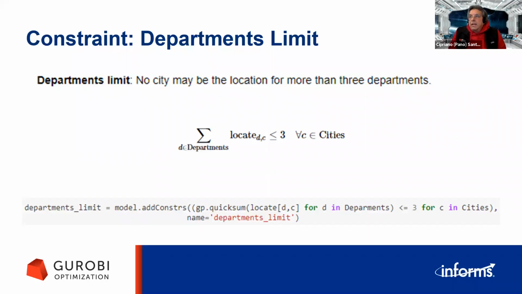Also, we have another constraint that says that no city may have more than 3 departments. So for this type of constraints, for each city, we need to ensure that that city doesn't have more than 3 departments. So we use the addConstr method. We use the quicksum to represent the left-hand side of this constraint, and this should be less than or equal to 3. So this is the beauty of the Gurobi Python API. You write your equation and it's very natural to translate your equation in terms of the Gurobi Python code.